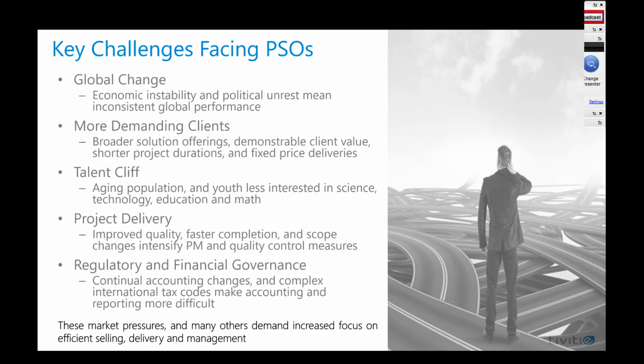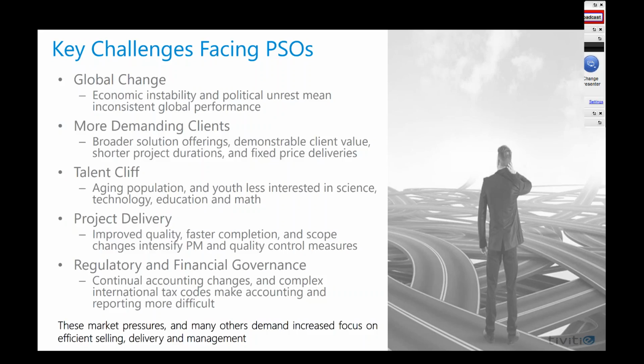Also, we're looking at a potential emerging talent cliff with an aging population and youth in our population that are less interested in science, technology, education, and math. We're really looking at a potential impending talent shortage in certain skill sets and areas, meaning that organizations are going to become more and more competitive for that talent to be able to deliver the services that they want to deliver to their client base worldwide.